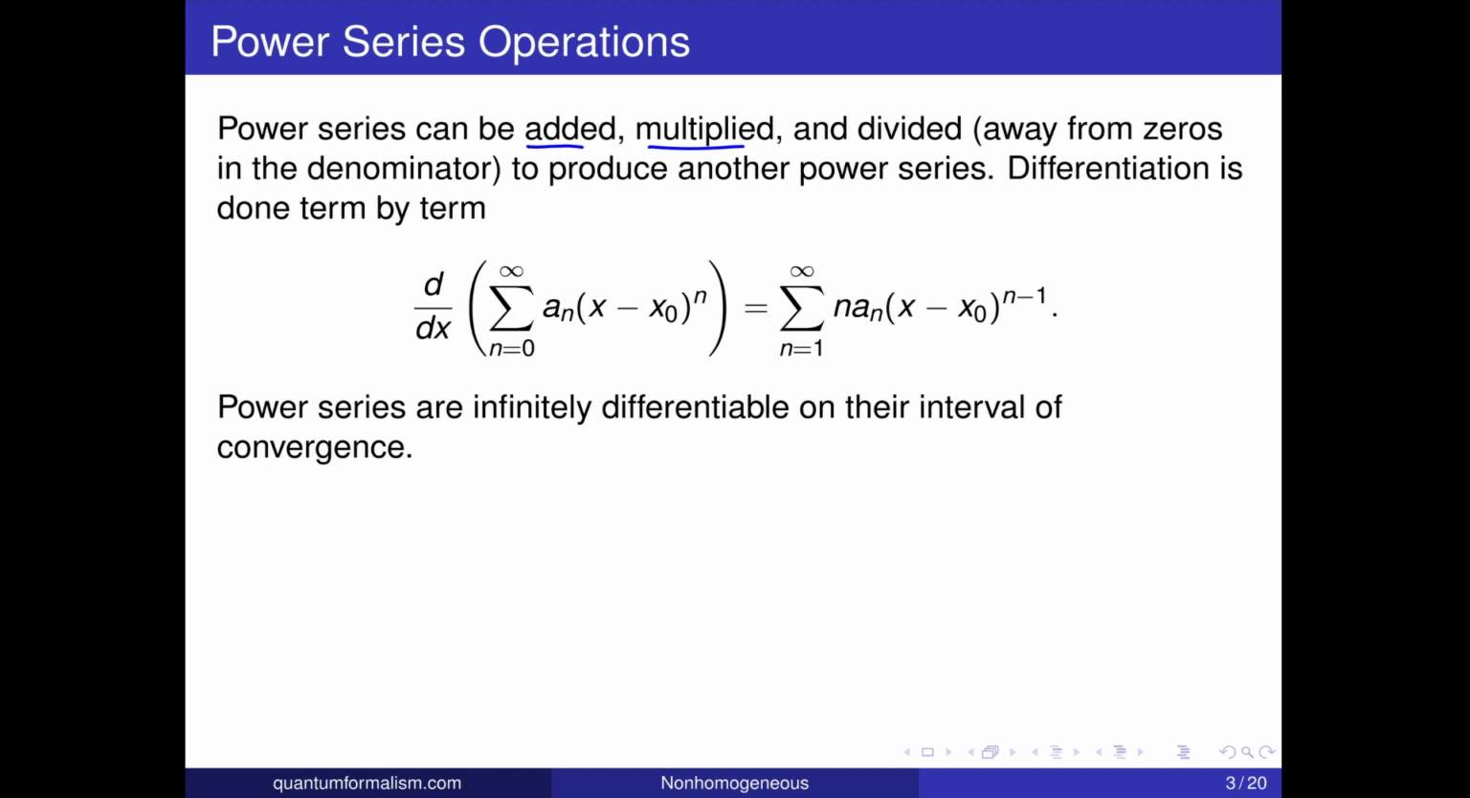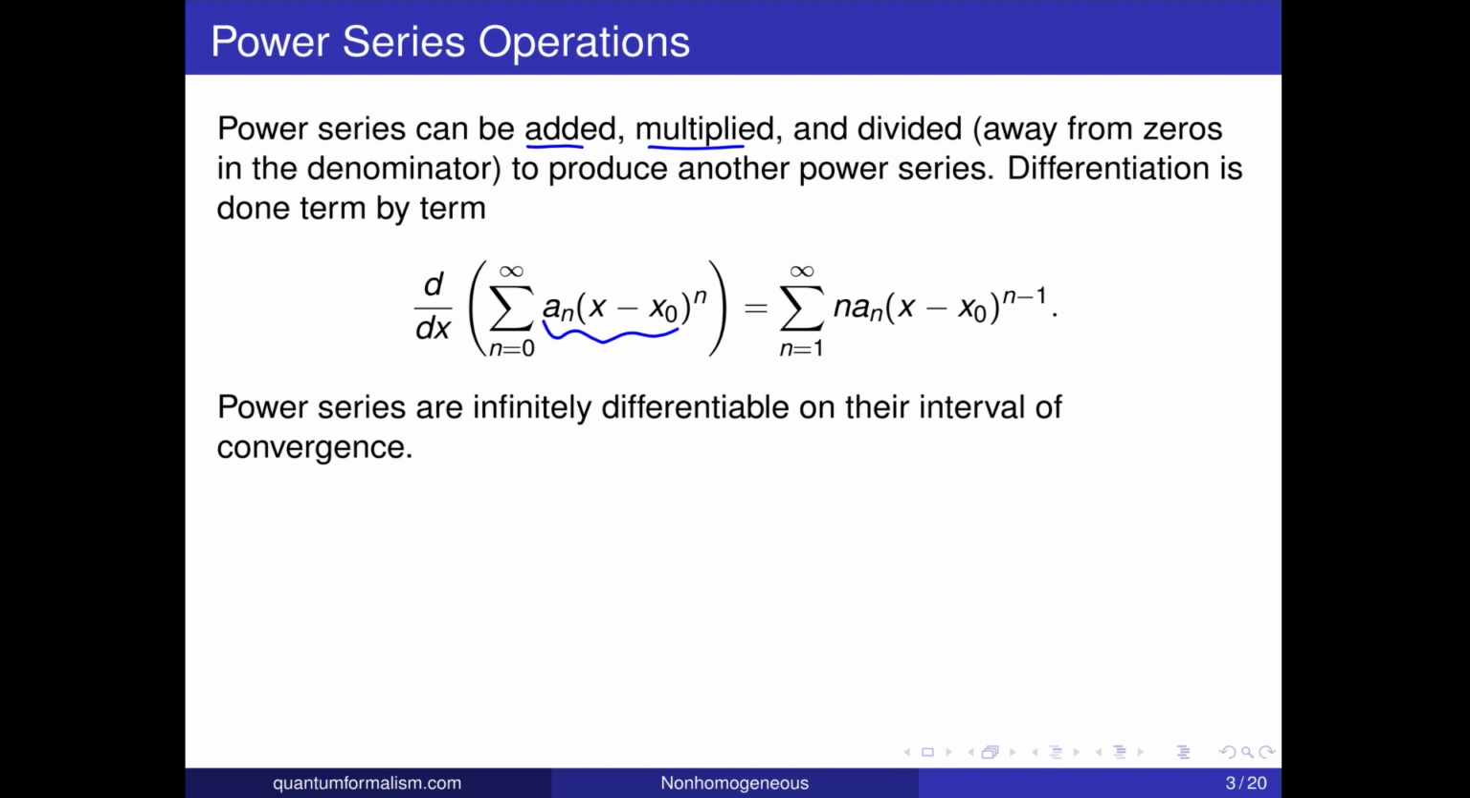Another useful fact for differential equations purposes is that you can differentiate power series, and you do that term by term. It's pretty straightforward. You differentiate just as if it were a polynomial with infinitely many terms, more or less. So for the monomial term an times x minus x0 to the n, the derivative is n times an times the quantity x minus x0 to the n minus 1. And because you can keep doing this term by term differentiation forever, power series will be infinitely differentiable on their interval of convergence.